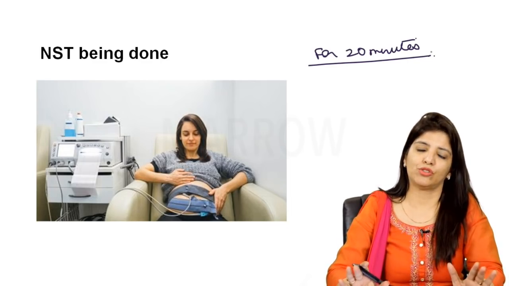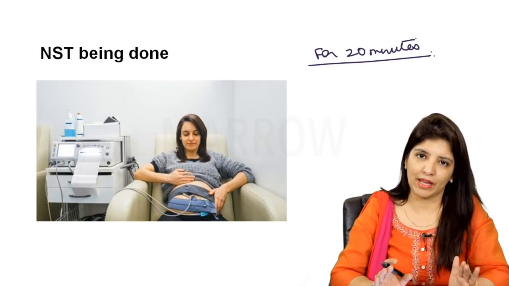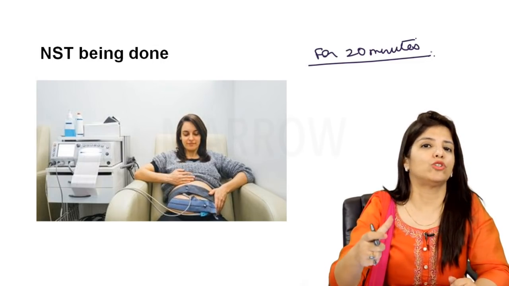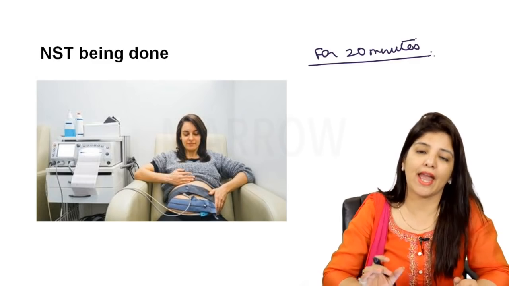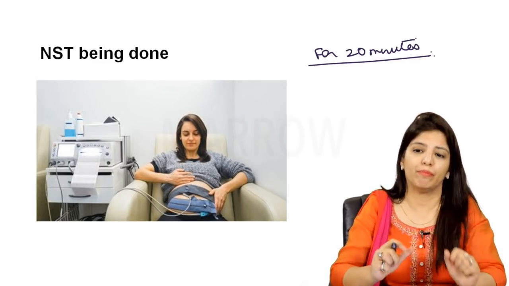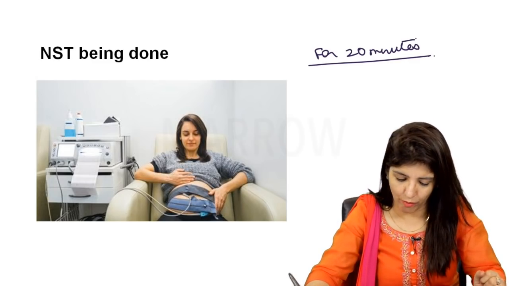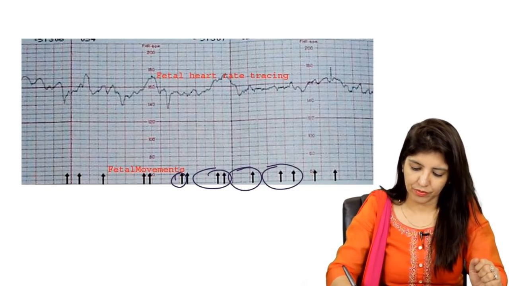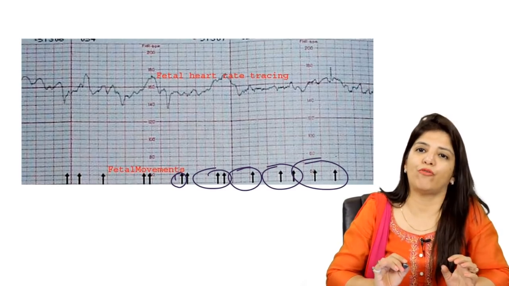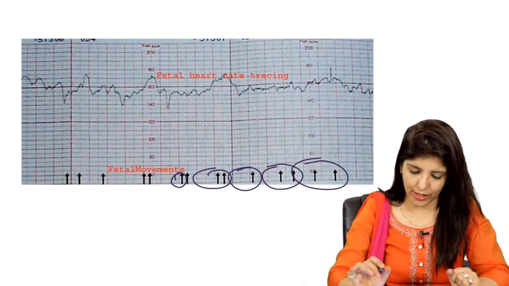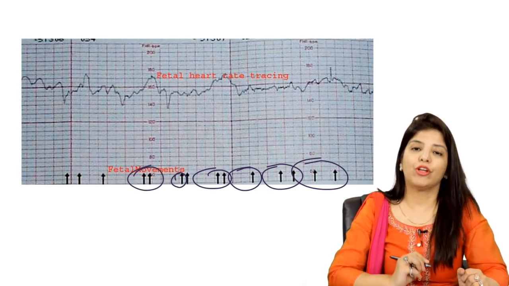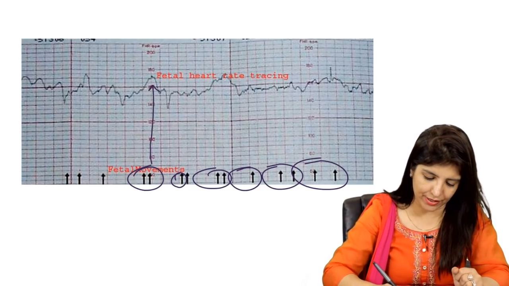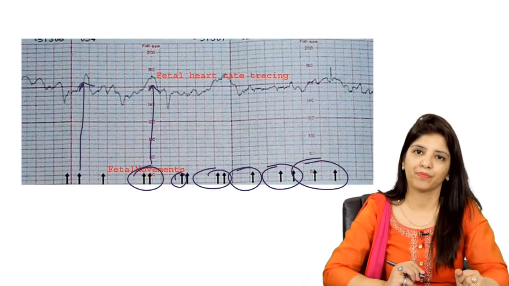During these 20 minutes, you are going to tell this female that whenever she feels fetal movements, she is going to press a button, right? And whenever she presses that button, it will appear in the form of an arrow on the strip. Do you see these arrows? And what you have to look at is, when fetal movement is happening, at that time is the fetal heart rate increasing or not?